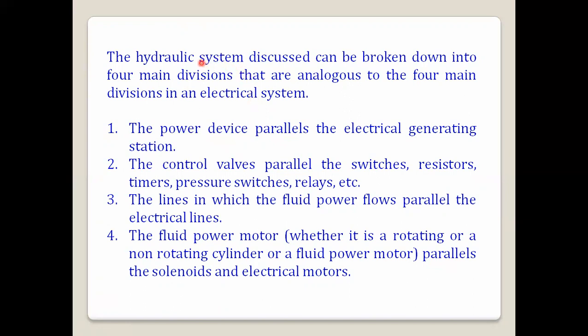So we can say that a hydraulic system can be broken into 4 main divisions, which are analogous to an electrical system. The power device is parallel to the electrical generating station. Then the control valves are parallel to the switches, resistors, pressure switches, relays, etc. for the electrical. Then the lines in which the fluid power flows are parallel to the electrical lines. So fluid is flowing in the pipes, and in the same way electricity flows in the electrical lines.